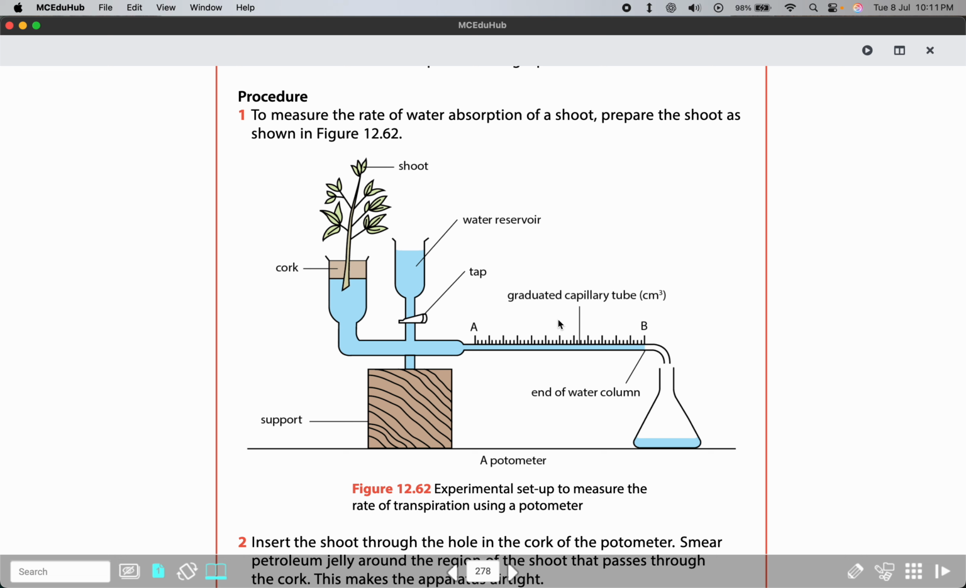The word graduated simply means that there are lines on it. So what you can do is measure. Let's say this is 0 distance, this is 1 cm, 2 cm. You can measure the distance moved by the water, the meniscus, over a period of time, let's say 5 hours. If it moves really fast, then transpiration is occurring really fast. If it moves very slowly, then transpiration is occurring very slowly.